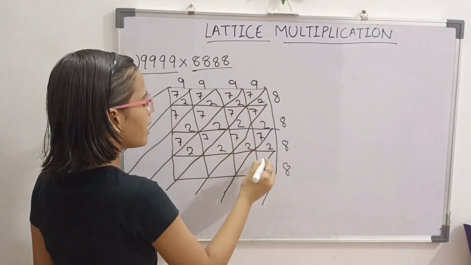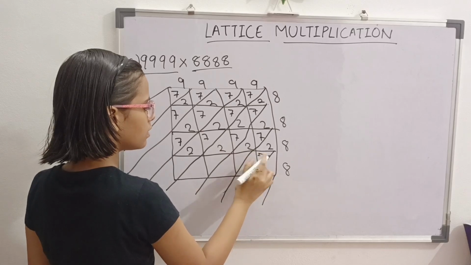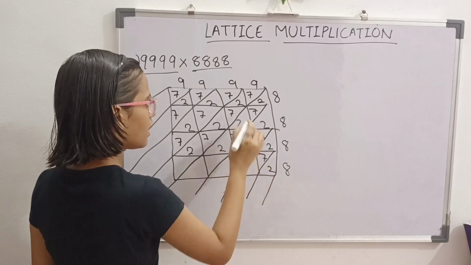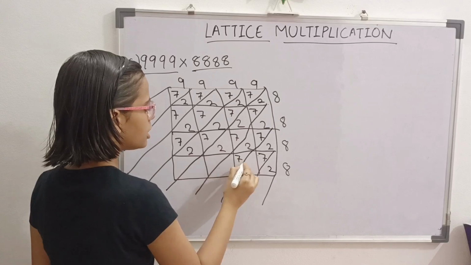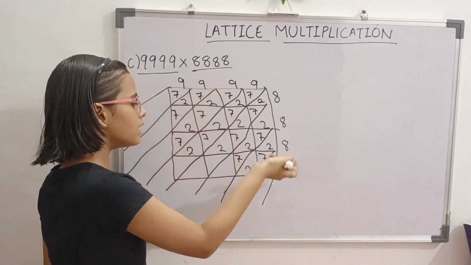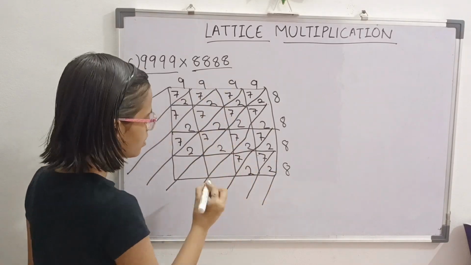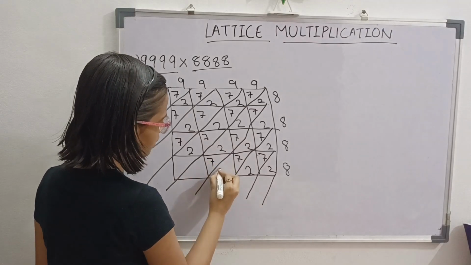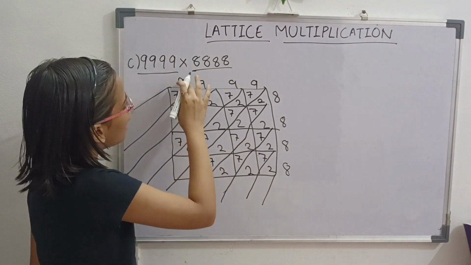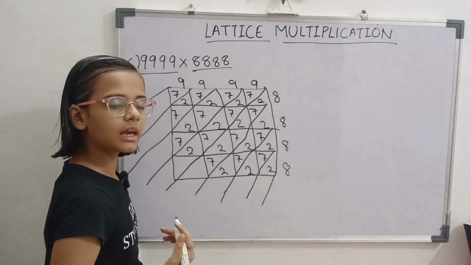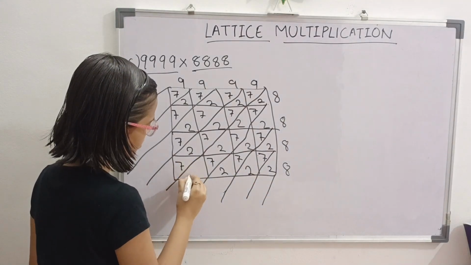Now 9 multiplied by 8 is 72. Then again 72, and again 72. So 7 will be written here and 2 will be written here. And then 9 multiplied by 8 equals 72.